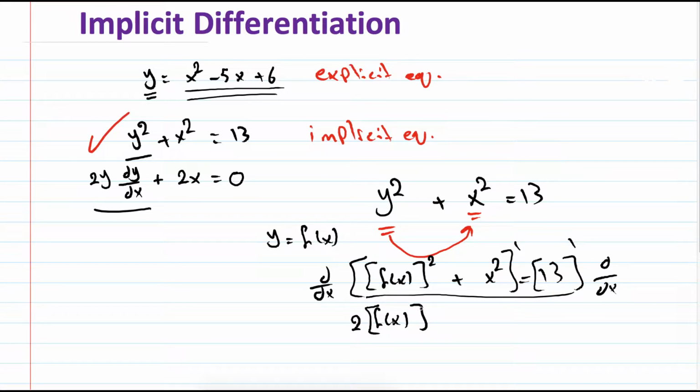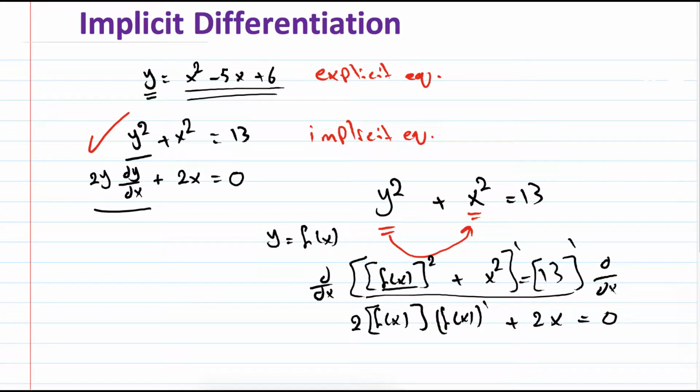So 2 minus 1 is just 1, and then you're going to multiply by the derivative of the inside. The derivative of the inside is f(x) differentiated. As simple as that. So basically this is the chain rule, plus 2x equaling 0. So here I have 2 times f(x) times f(x) differentiated.